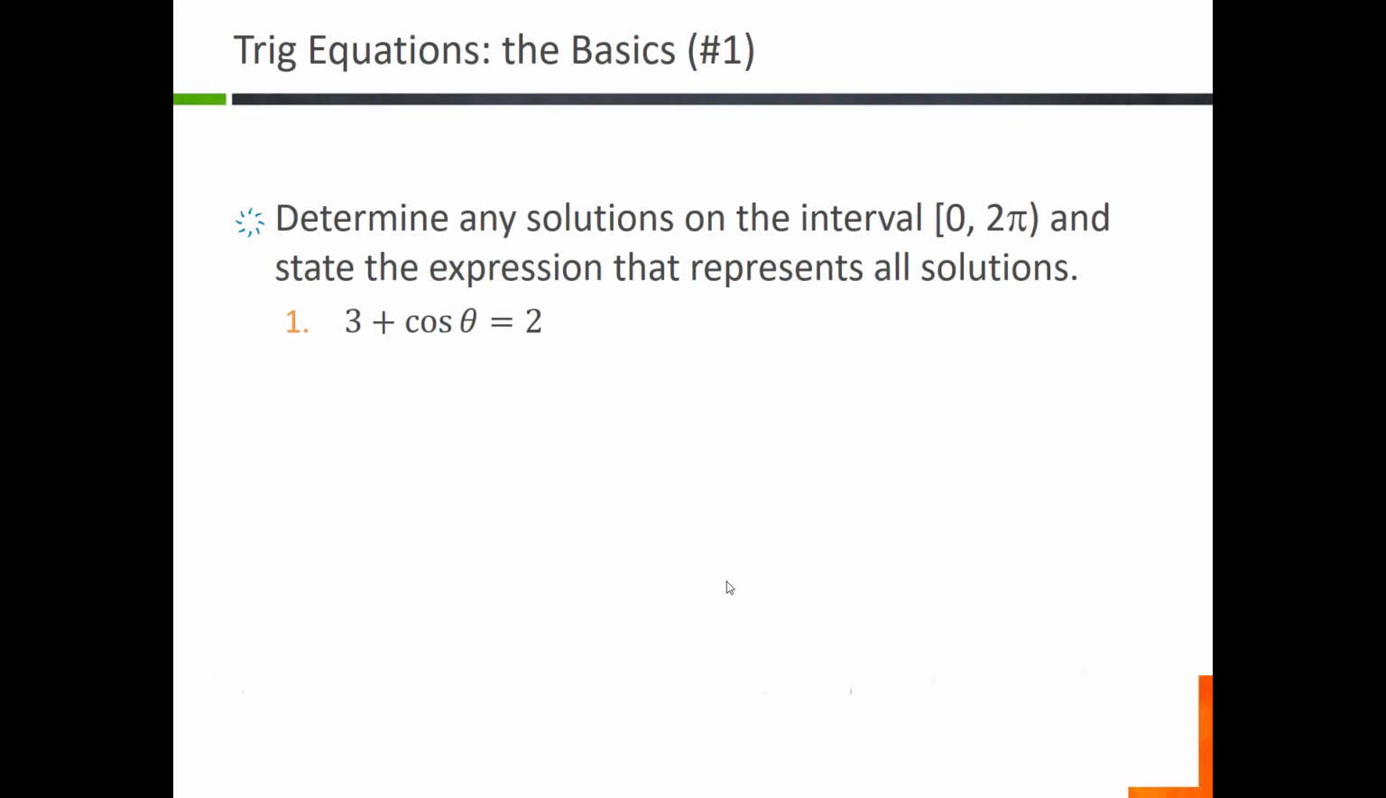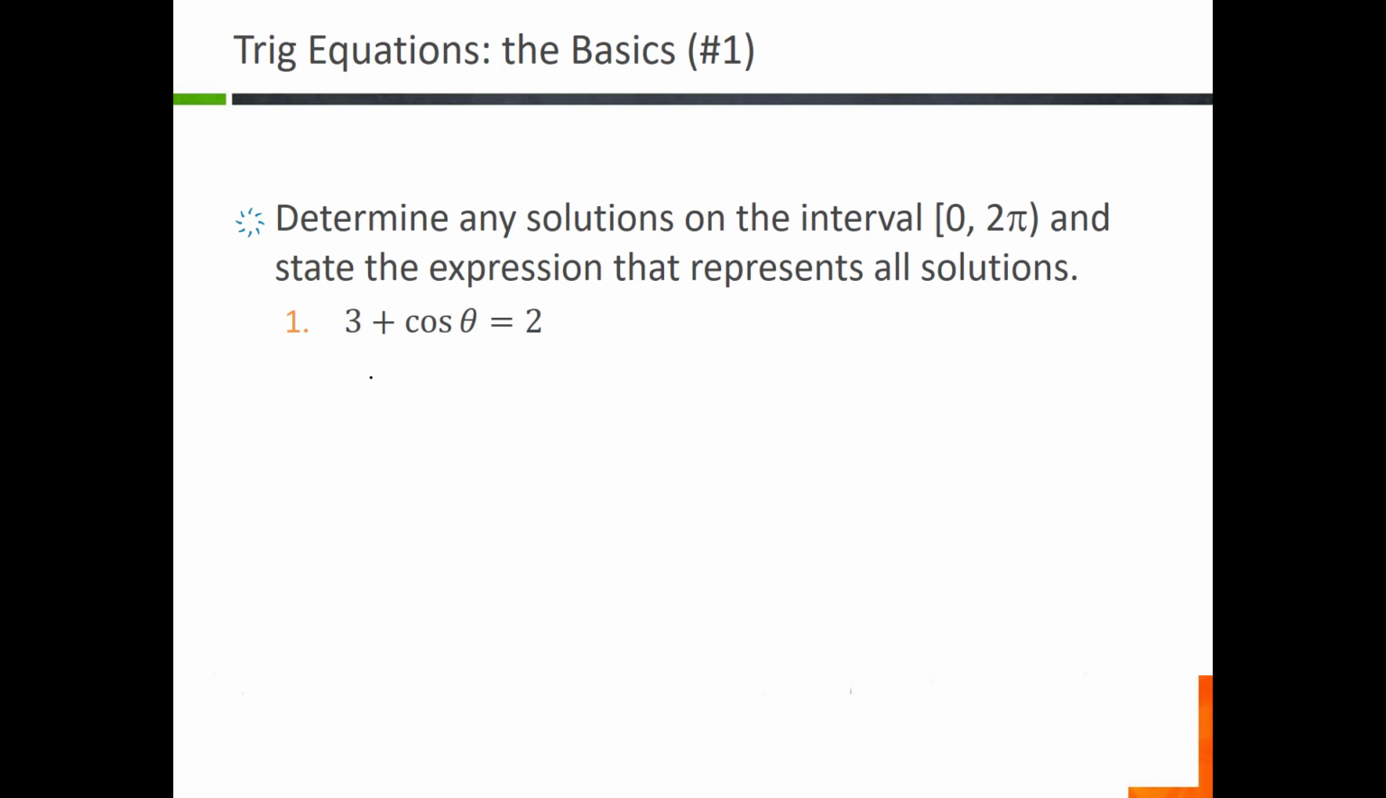So let's just work through a bunch of examples here. We'll start out fairly easy, just doing some basic algebra, and then we'll look at some examples that involve maybe square roots and then some factoring. Okay, so for this first example, we want to determine any solutions on the interval from 0 to 2 pi. Remember that was the last step in that process, but we can change that order around a little bit. We also want to state the expression that represents all answers, the infinitely many solutions.